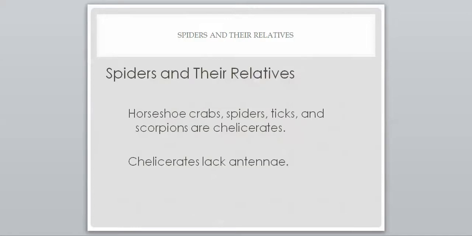So spiders and their relatives include animals that are known as horseshoe crabs, spiders, ticks, and scorpions, and those are all called chelicerates. Tongue twister there. Chelicerates are going to lack antennae. So that's going to be a big difference. So spiders are not in fact insects, they are their own thing. And a lot of these, the ticks, the scorpions, and the spiders are also going to be known as arachnids.